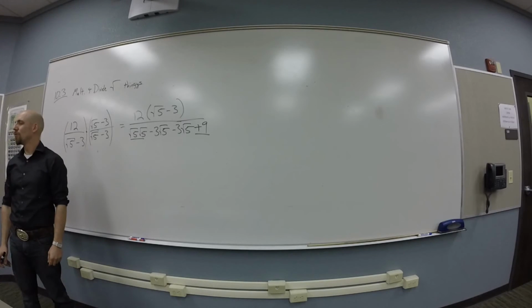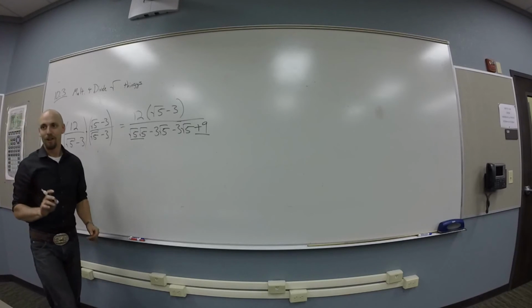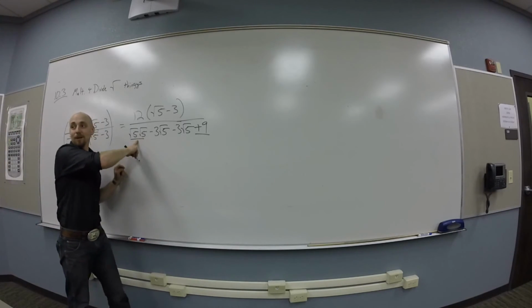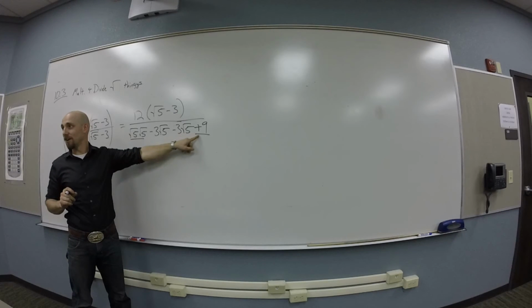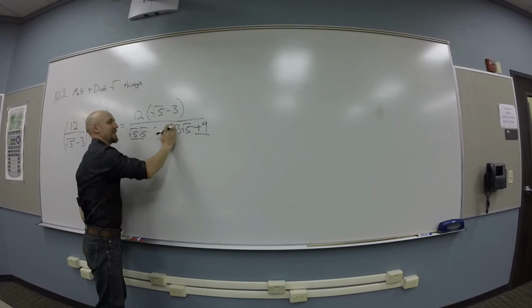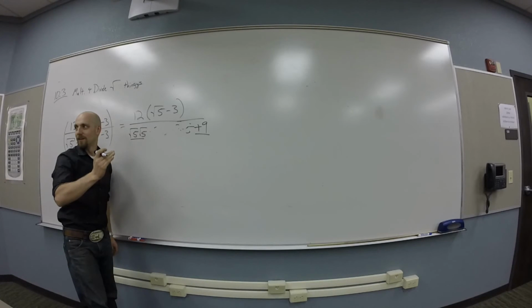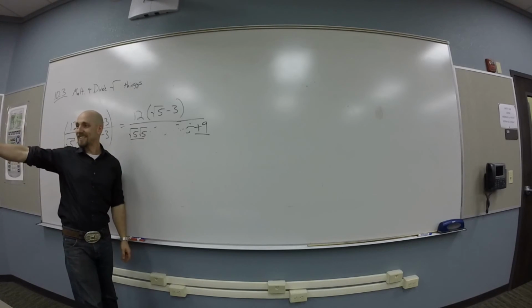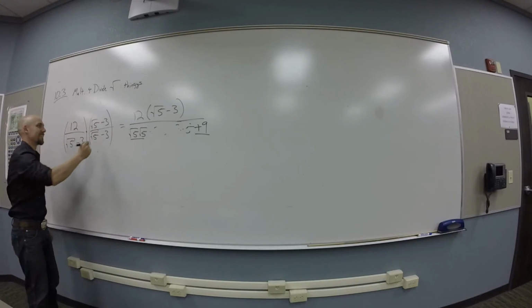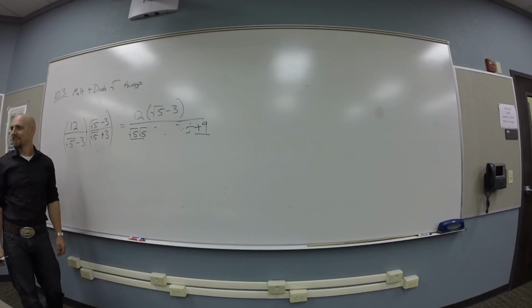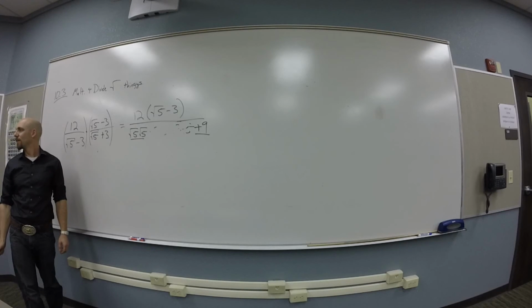Not better? What can I multiply by to make it better? Let me look at this. This is something squared, and that's something squared, right? If I wanted these middle terms to not be here, root 5 plus 3. Why would you pick root 5 plus 3? One's going to be negative, one's going to be positive. They're going to cancel.